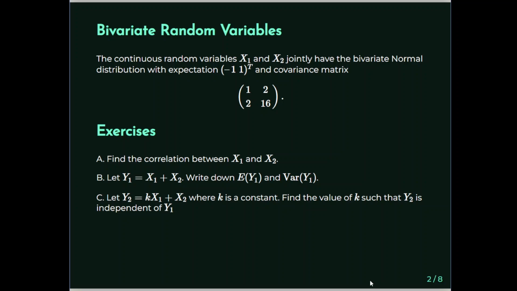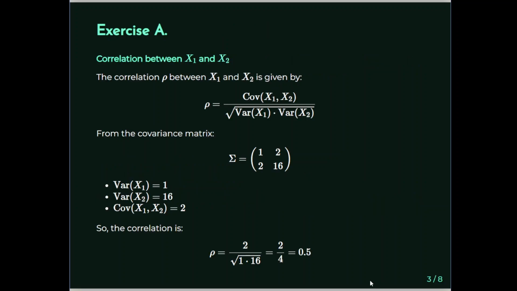Okay, so this is a crucial part of this question, the covariance matrix. So A, find the correlation between x1 and x2. Let y1 equal the sum of x1 and x2, x1 plus x2. Write down the expected value of y1 and the variance of y1. Let y2 equal kx1 plus x2, where k is a constant. Find the value of k such that y2 is independent of y1. A lot of work is going to be done here using the covariance matrix.